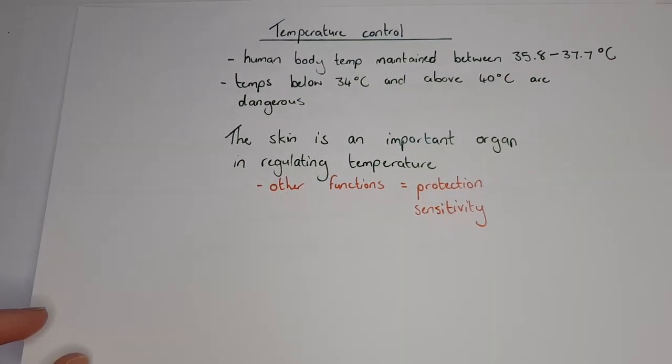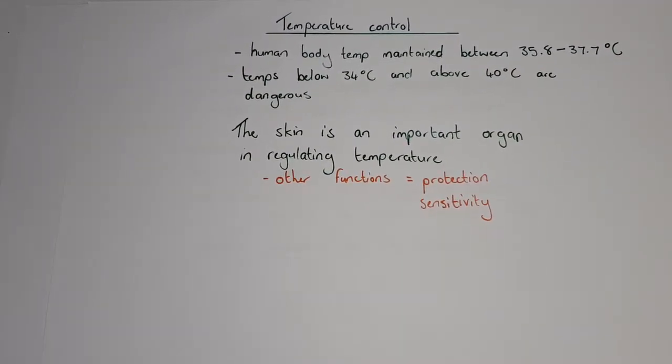So temperature, we normally in the human body want to maintain our temperature between about 35.8 and 37.7 degrees. Okay, so we maintain it constant because that's the important temperature where most of our enzymes work at their optimum. Okay, so we maintain this body temperature so that all our enzymes can work optimally, so that they can work efficiently and we can get everything that we need in our cells.